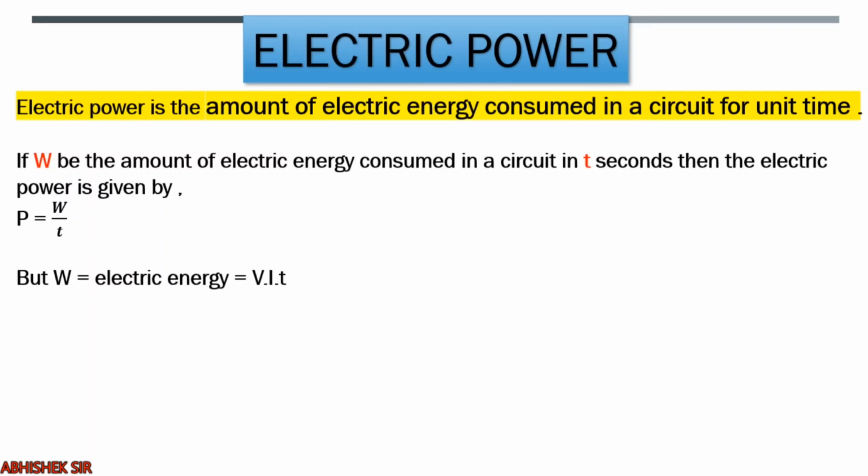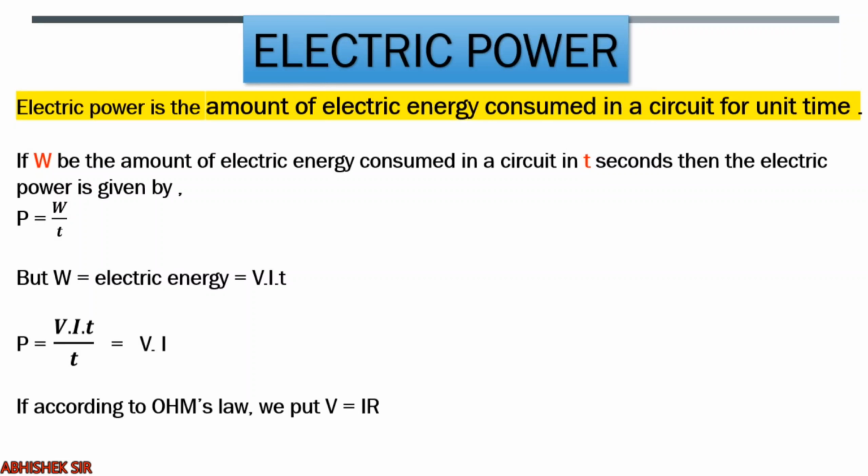Now we know that work done will be the electrical energy. It is equal to V into I into T. So just replace this W with VIT. So our formula becomes P equals VIT upon T, and this T will be cancelled, giving us P equals VI. Now according to Ohm's law, we know that V equals IR. So we can also write IR in place of V. So P equals IR into I, which is equal to I square R.